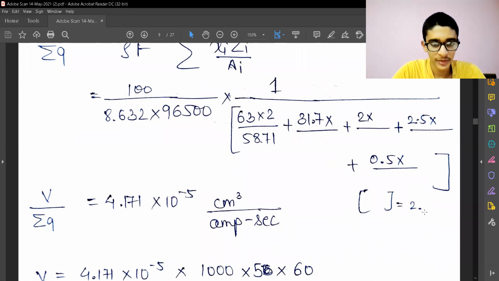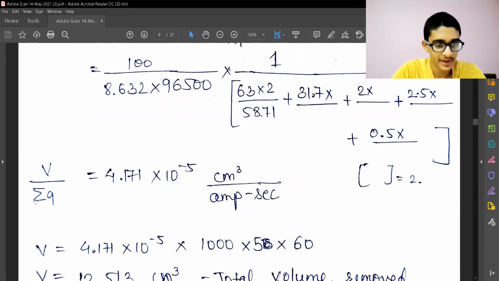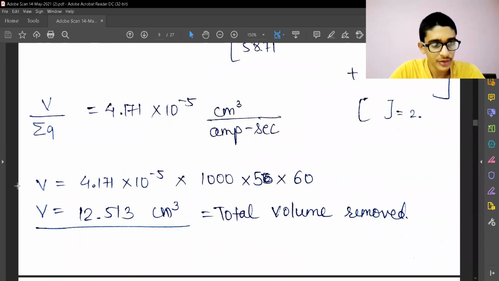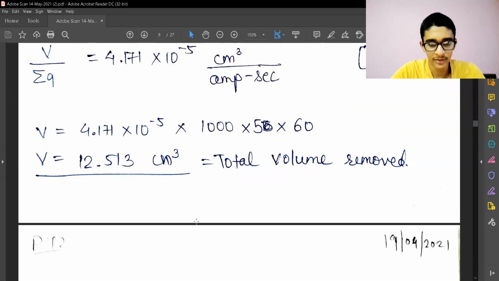This bracket comes out to be 2 point something, and the total value of V upon the total charge is 4.171 into 10 raised to minus 3 centimeter cube per ampere second. So I multiplied by 1000 amperes into 5 minutes into 60 seconds per minute. I've just multiplied by the total charge available, that is current into time, and the total volume removed will be 12.513 centimeter cube. That is the total volume removed.